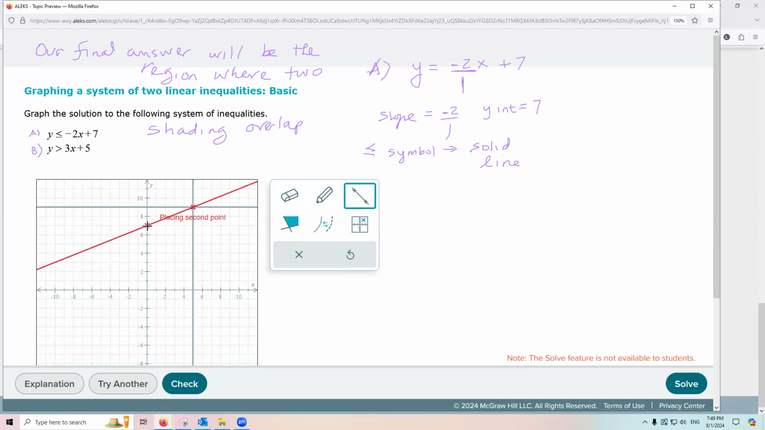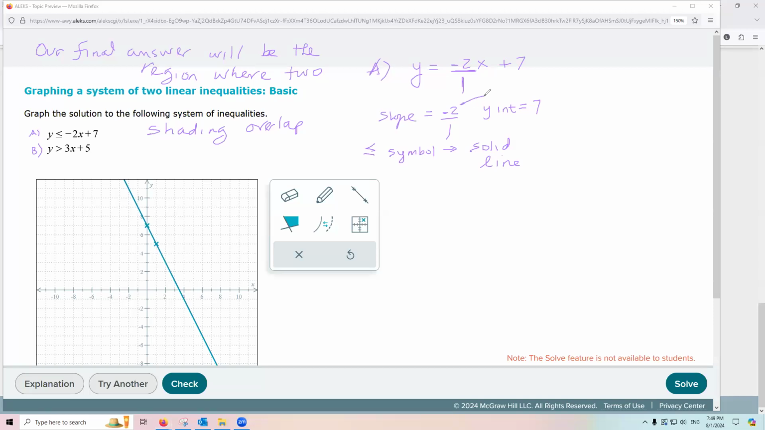The slope is go down 2 and over 1. I'm going to click. The reason I went down 2 and over 1 is because of this slope. So this negative 2 says go down 2. And the 1 on the bottom says go over to the right 1. All right, and I'm going to leave the line solid.